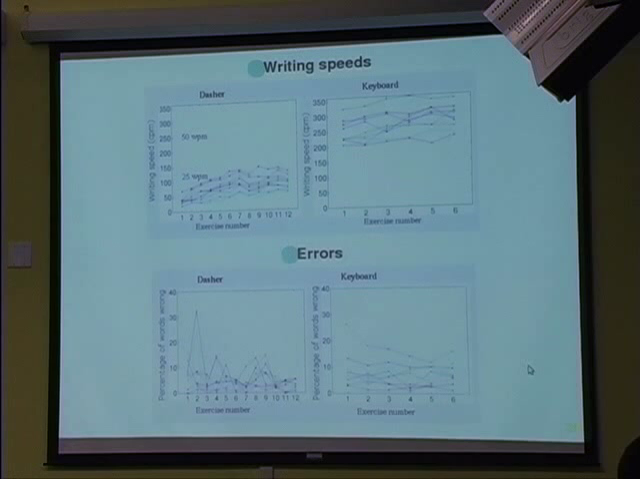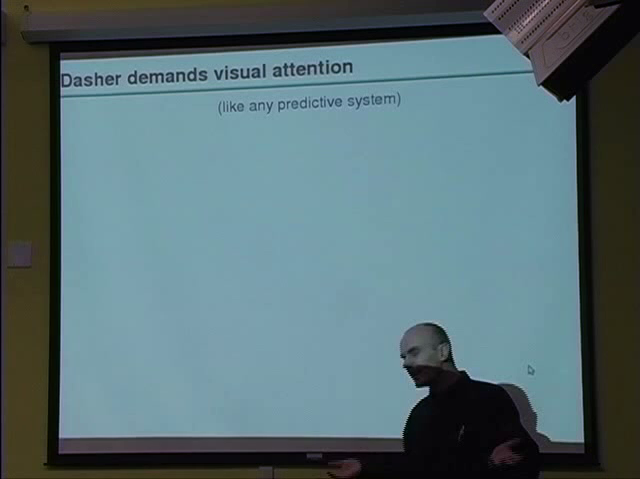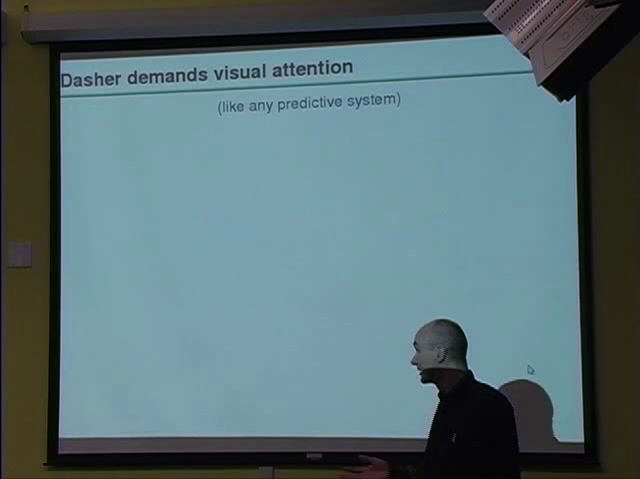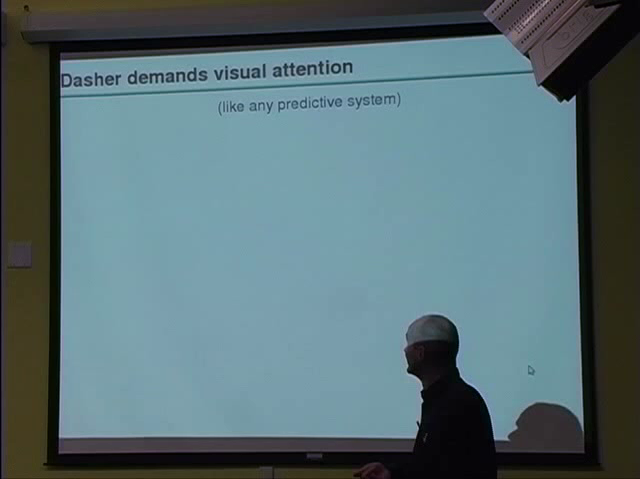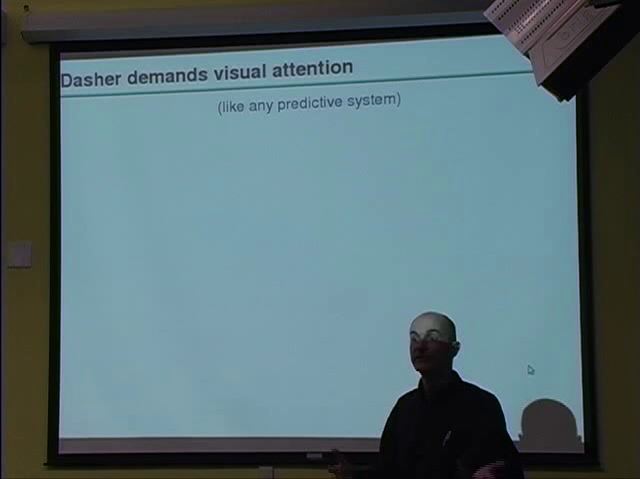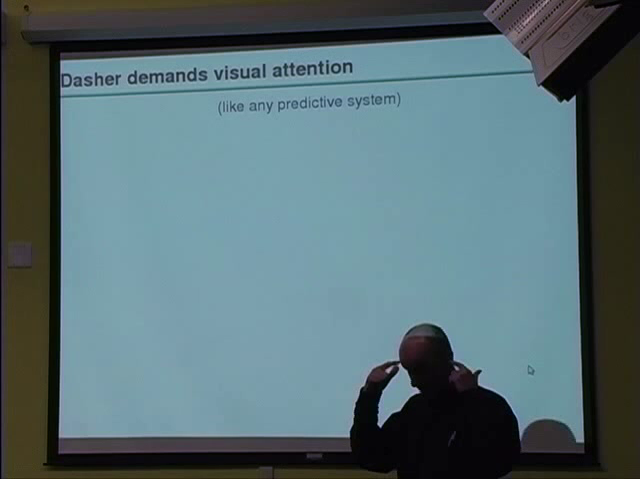Now, at this point, people might say, I don't like Dasher because it requires visual attention. I like to be able to look at other things while I'm typing. OK, I'm not trying to force everyone to use Dasher. And this is the way that a predictive system has to be. If it's a predictive system, we've somehow got to get the predictions of our language model into your head. And that's going to be either auditory or visual, and we're using the visual channel. So yes, we require visual attention.